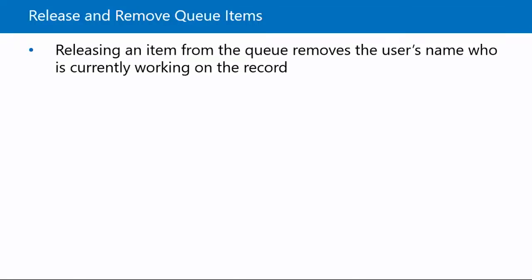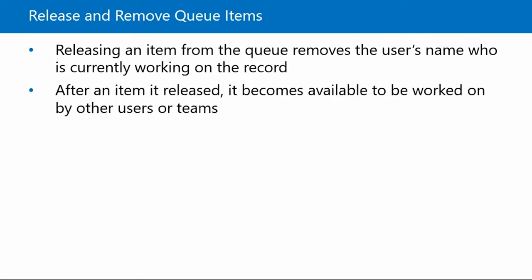We briefly mentioned in the last lesson about releasing a queue item. Releasing an item from the queue removes the name of the user who's currently working on the record and makes that case available to be worked on by other users or teams. For example, Connie Watson will be going on vacation for 2 weeks, and she wants to either give her Coho Winery cases to someone else or release the cases so that other people on the Tier 1 support team can work on those cases. In this scenario, Connie will release the cases, which will remove her name as the person who is working on those cases.